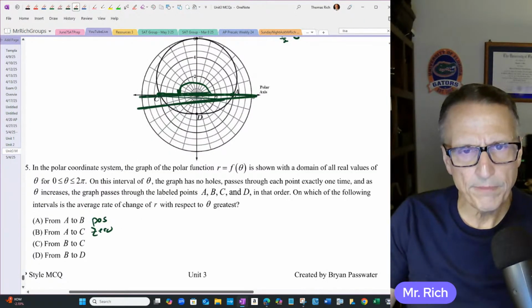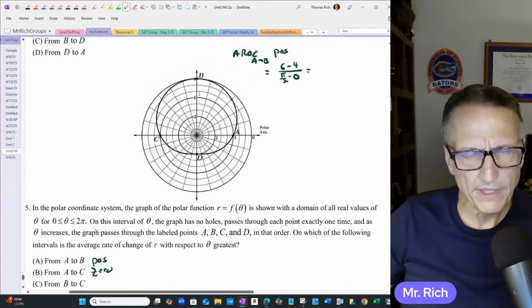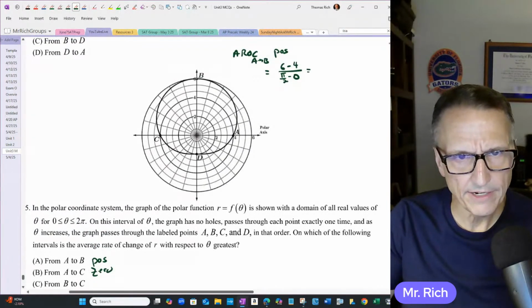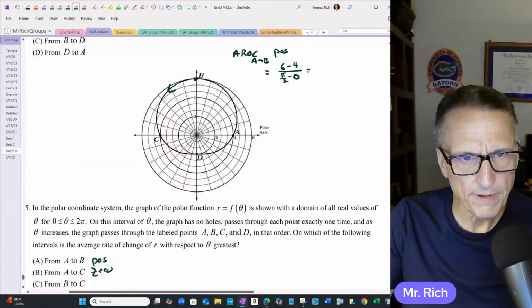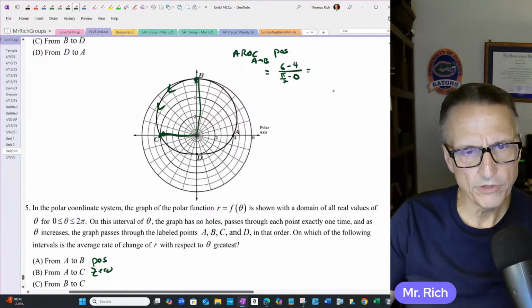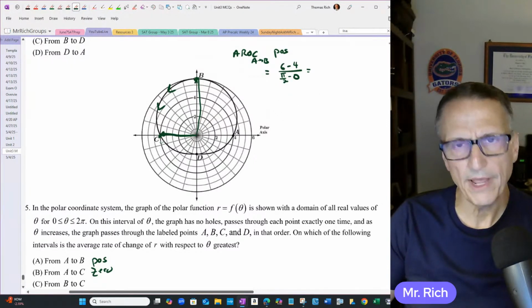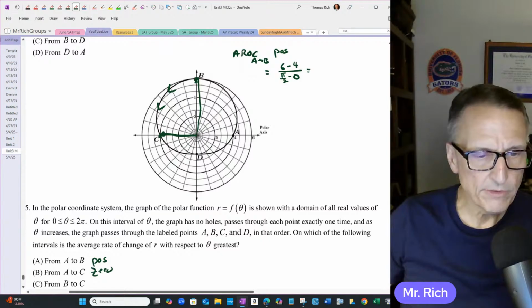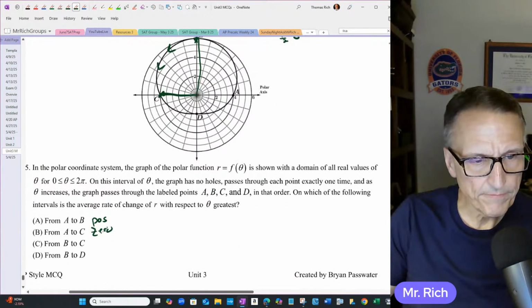Then if you travel from B to C, the average rate of change is going to have to be negative, because again, you're traveling along this path and the r over here is lower than it was where you started. So that means the average rate of change from B to C would have to be a negative value. So that one's going to be negative.